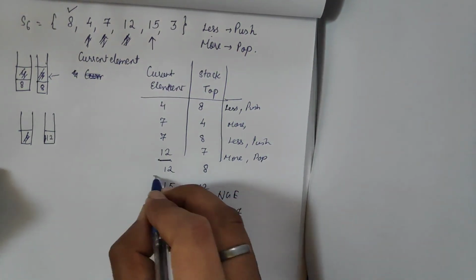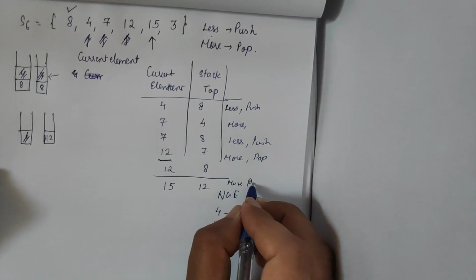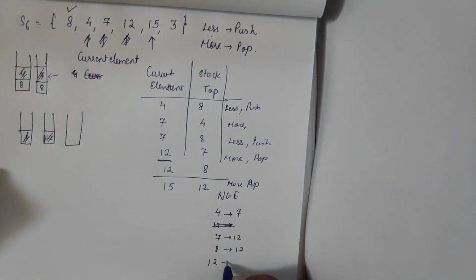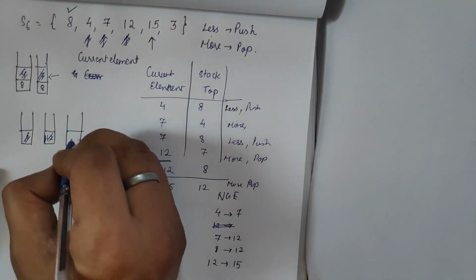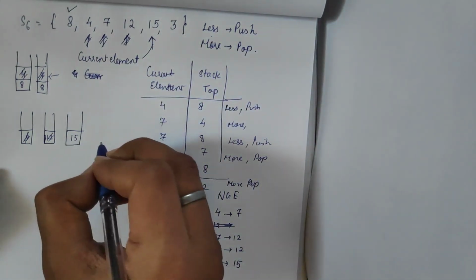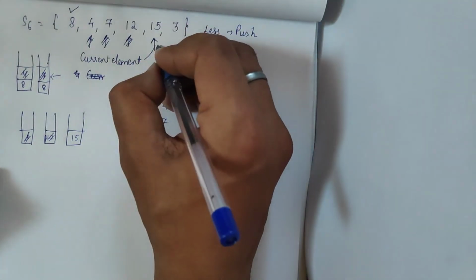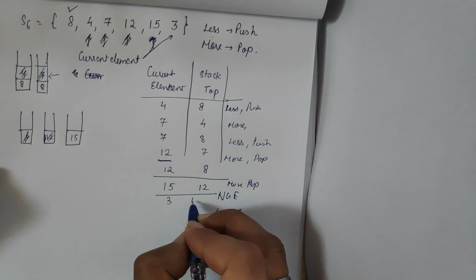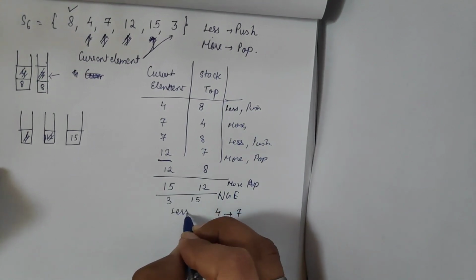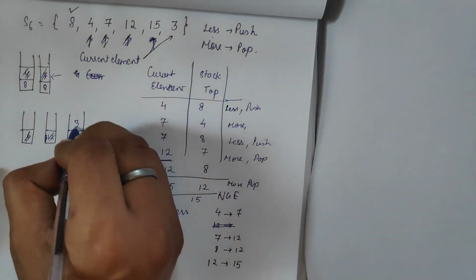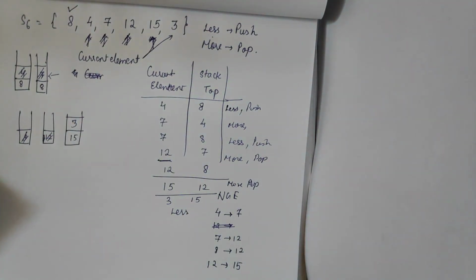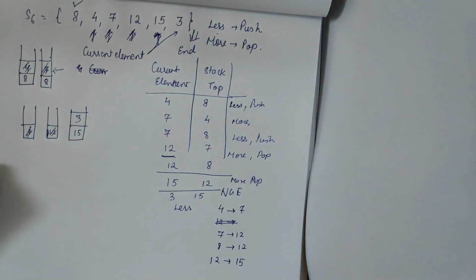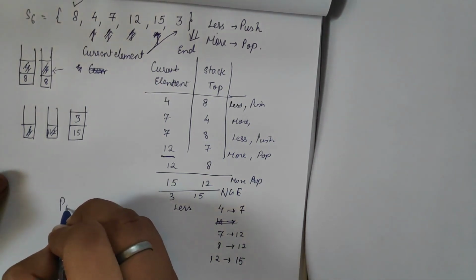So 15 and 12, right? 15 is more, so we pop. So stack becomes empty. So for 12, the next greater element is 15, and then we push the current element on the stack, which is 15. Now next the current element becomes 3. So 3 and 15, right? This is less. Less means push on the stack. So we will push 3 on the stack. Once you push 3 on the stack, what happens? The array ends. So when the array ends, what do we do? You pop all.